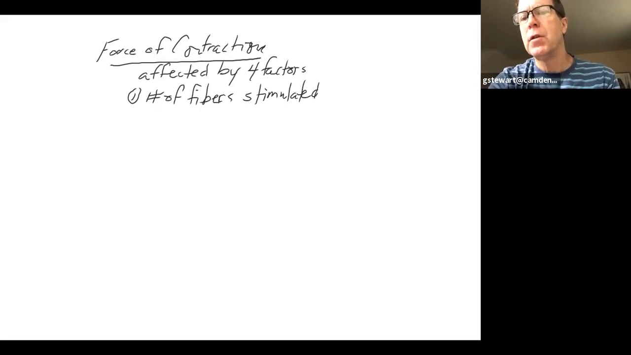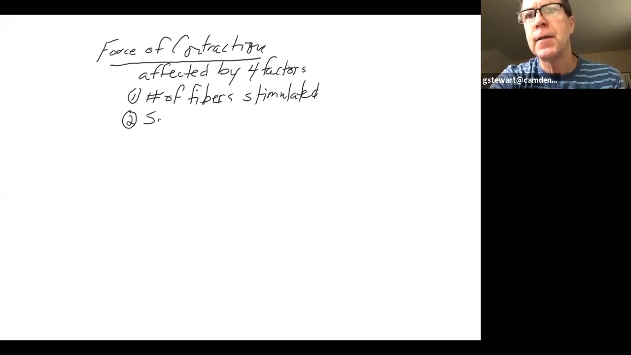So we're talking about varying the force of contraction. In a muscle, you know that it has hundreds of fibers within one muscle, sometimes possibly even 1,000 fibers. So if we stimulate fewer fibers, we get less force. If we stimulate more fibers within that muscle, we can generate a greater force. That's all number one means. That's pretty easy to sort out. Also, the size of fiber stimulated.